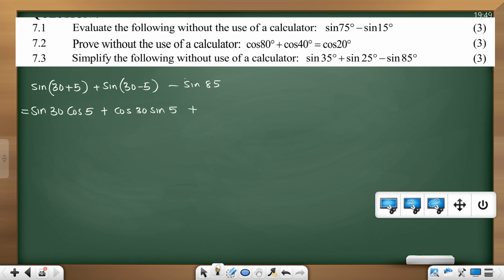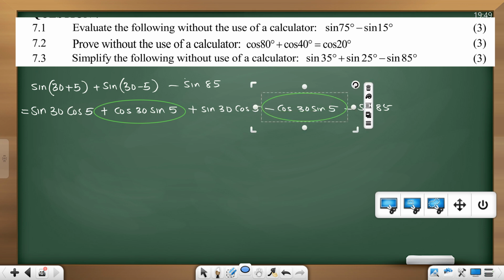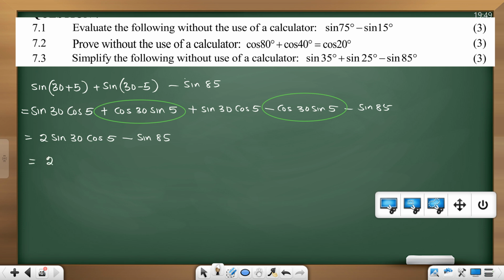plus cos 30 sine 5. Now let's move to the second one. Plus sine 30 cos 5 minus cos 30 sine 5. Let's leave this one for now. We will see what to do with that. Which two cancel? Cos 30 sine 5. So what do we have? 2 sine 30 minus, what is sine 30? Special angle. What would that be? Half.